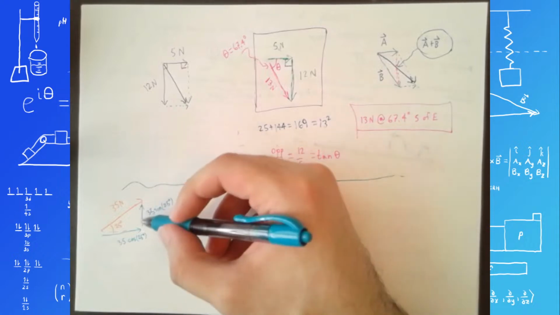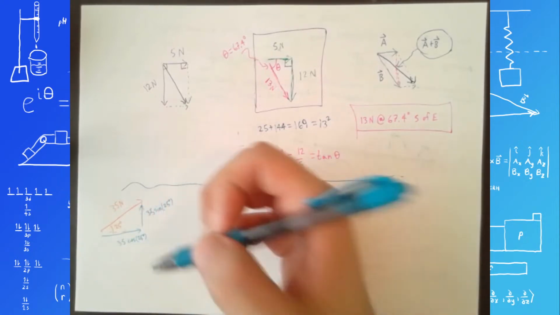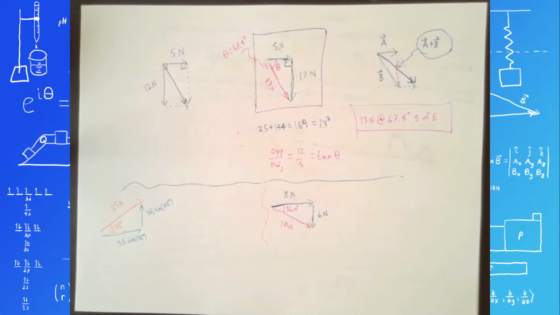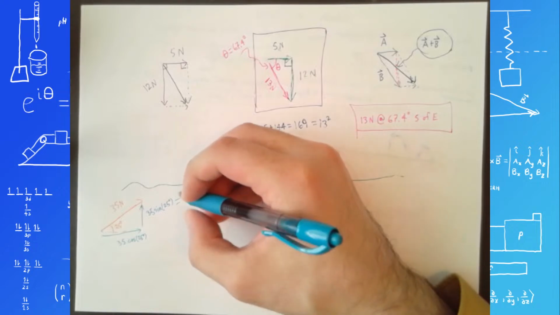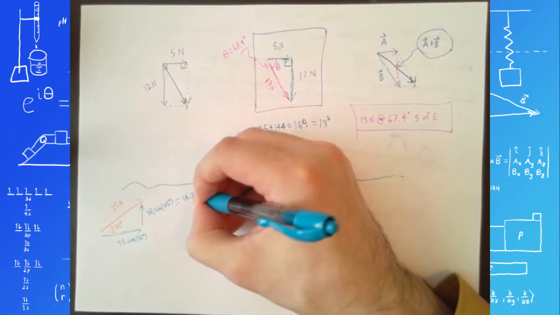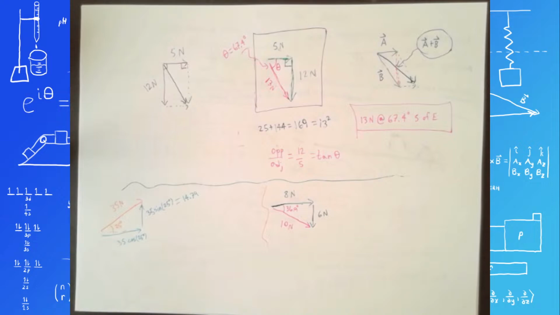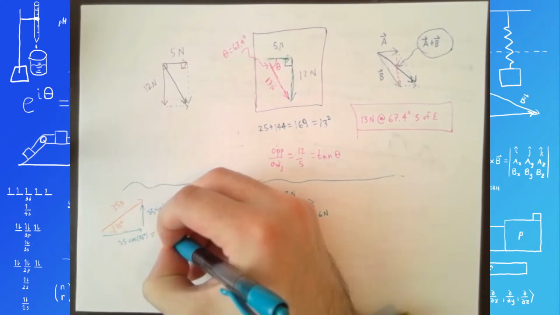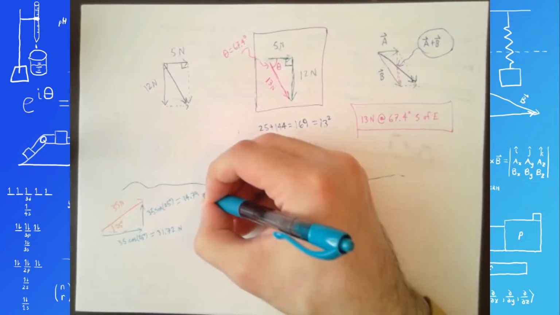So this one's up, which is considered positive for the y-axis. This one's to the right, which is considered positive for the x-axis. So both positive values, and the rest is just work for your calculator. I don't think you need to see me go through that. Well, I'll plug in the numbers just to see. 35 sine of 25, I'm getting 14.79, give or take. And 35 cosine of 25, I'm getting 31.72. And those are in units of newtons.